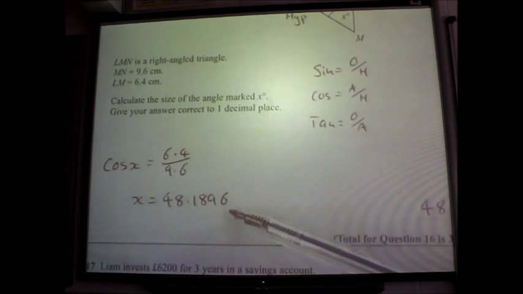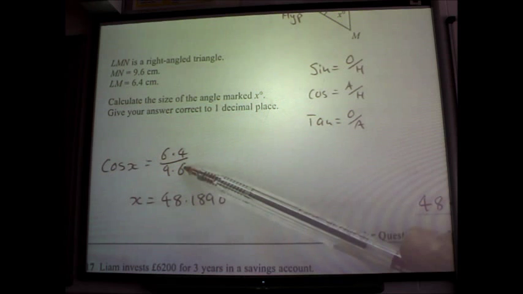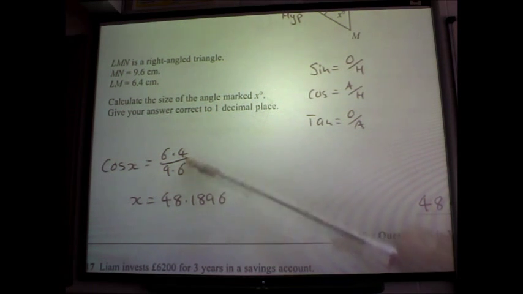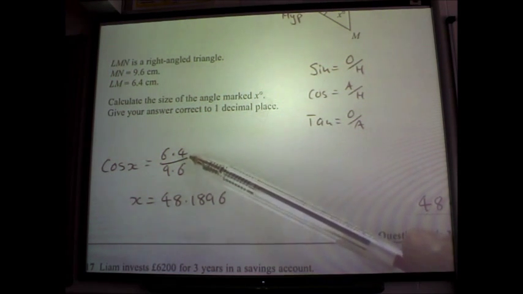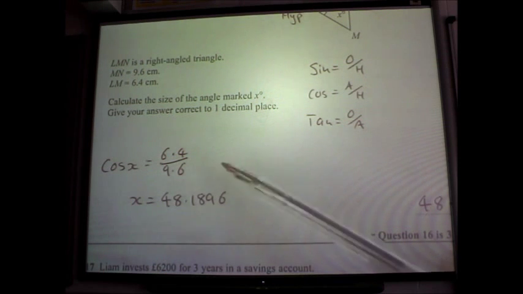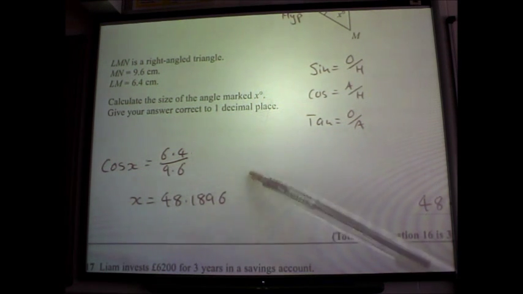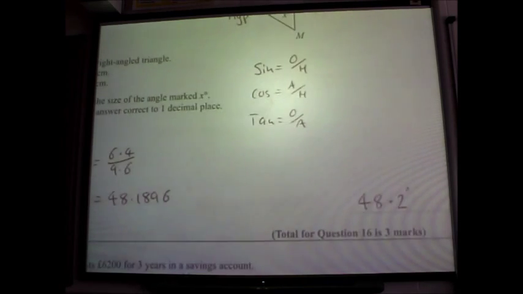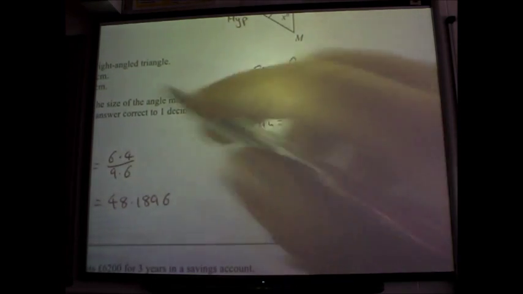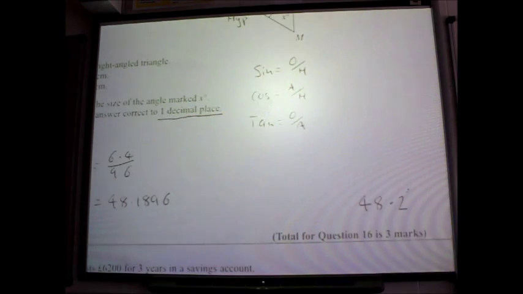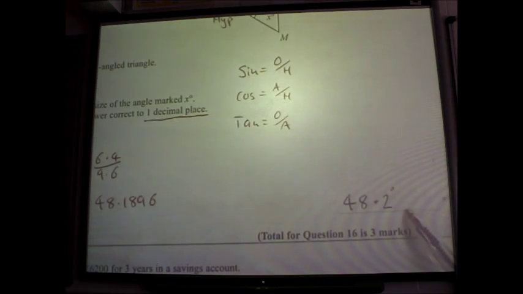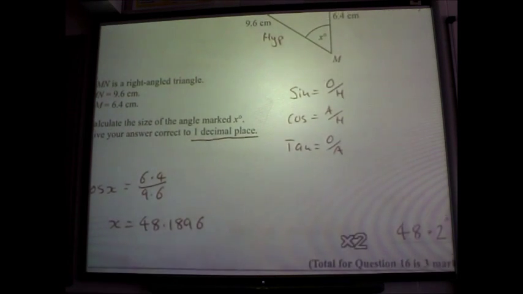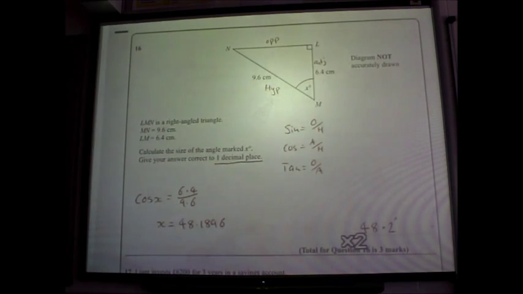In your calculator, you'll have to work this out and then use the inverse cos, because you're trying to find the angle. If you're not sure how to do that, see me in class. You should get 48.1896, and it does ask for the answer to 1 decimal place, so 48.2 degrees, because we need to round up. Okay, I'll leave that one there in case you want to look at all the workings I've done for that question.